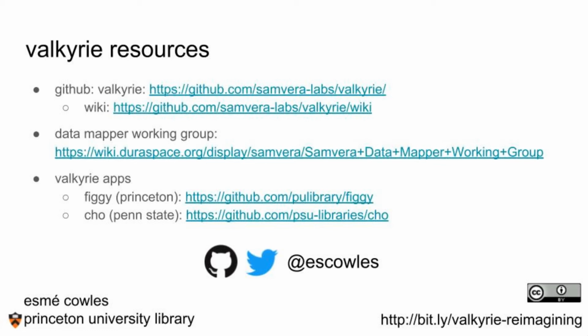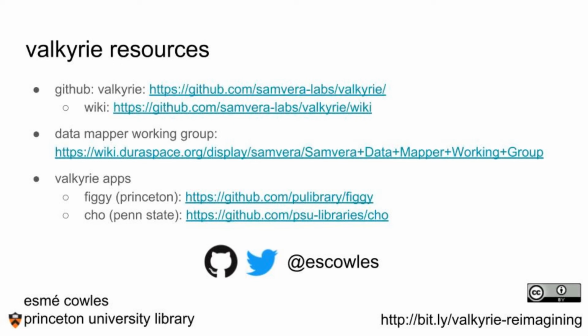Thanks, Esmé. Could you describe the adoption and scale at which Valkyrie has been used and or tested? Sure. Princeton's Figgy repository, I think, is the main production Valkyrie application right now. We have something like 50,000 objects and 3 or 4 million pages, and something like 100 terabytes of data in it.